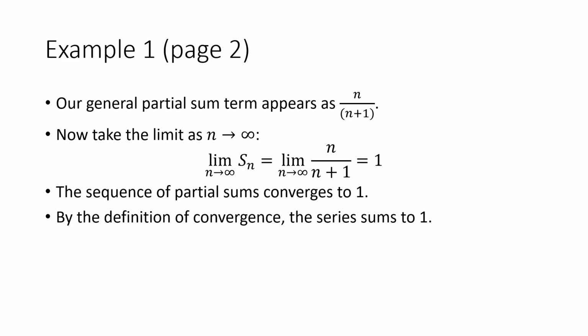Now, remember, for convergence, we're going to take the limit of the sequence of partial sums as n goes to infinity. When I take this limit, I get 1. So the sequence of partial sums converges to 1, and therefore, by the definition of convergence, the series is going to sum to 1. So the sum of the series is 1.